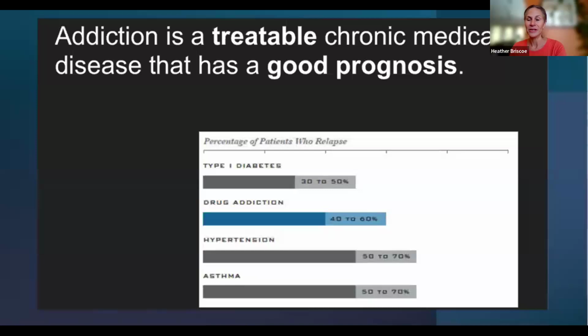So recovery is possible, and actually addiction is a chronic medical condition that has a good prognosis. Relapse is not uncommon, with 40 to 60% of people having a relapse, but it is also not uncommon in other chronic medical illnesses like diabetes and hypertension. And we respond so differently to it. I think that's mainly because people aren't thinking about addiction through the lens of the medical model.